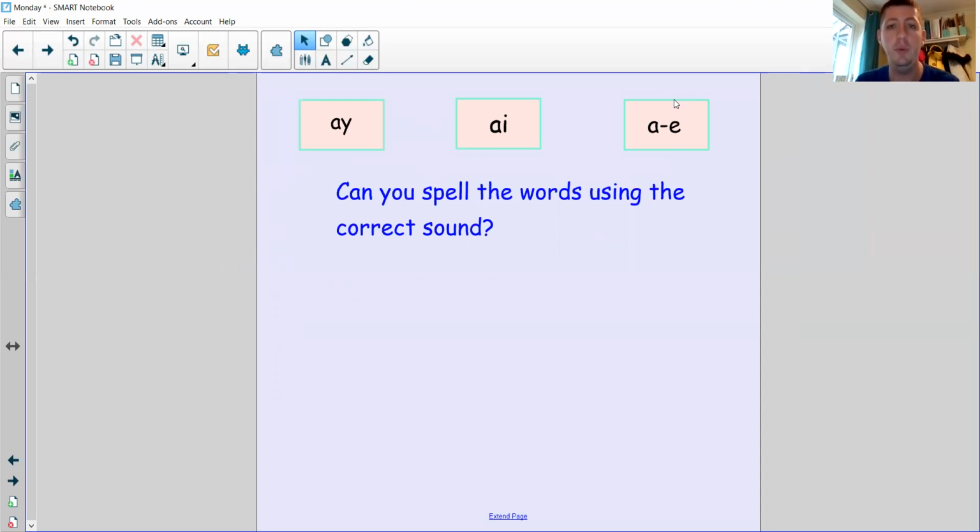Second word is the word stain. If you drop something down you when you're eating, it might cause a stain on your clothes. Stain. The next one is today. Today, we are going to be doing literacy. Today. The next one is the word brain. You use your brain to do lots of thinking. Brain.